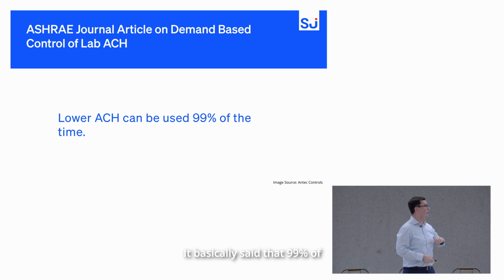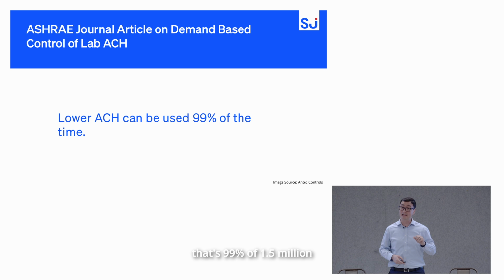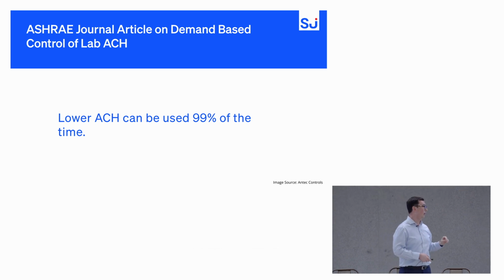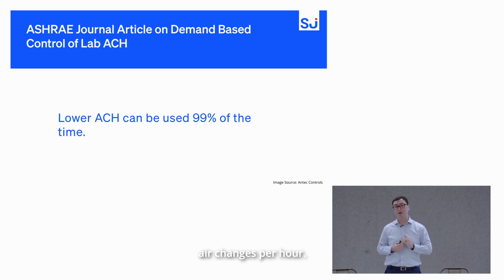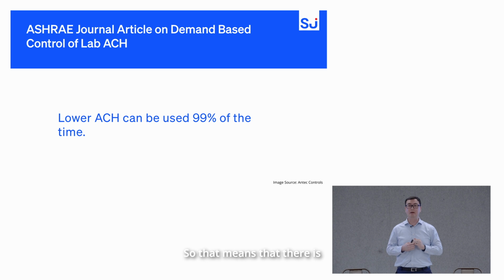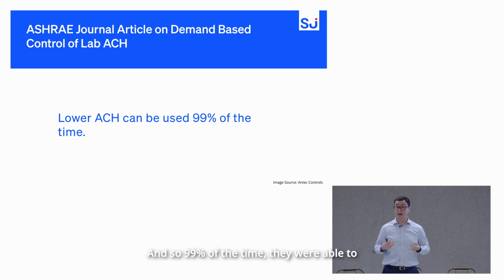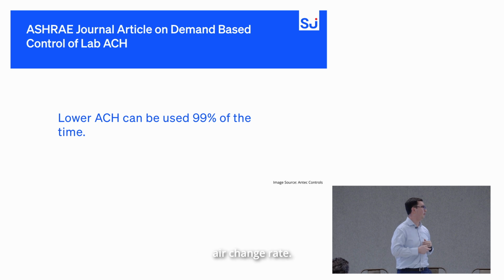It basically said that 99% of the time during this study, that's 99% of 1.5 million hours of operational time, they were able to run the system at 2 air changes per hour. So that means there was no impact to health and safety, and no impact to any sort of research either. And so 99% of the time, they were able to operate at that lower air change rate.